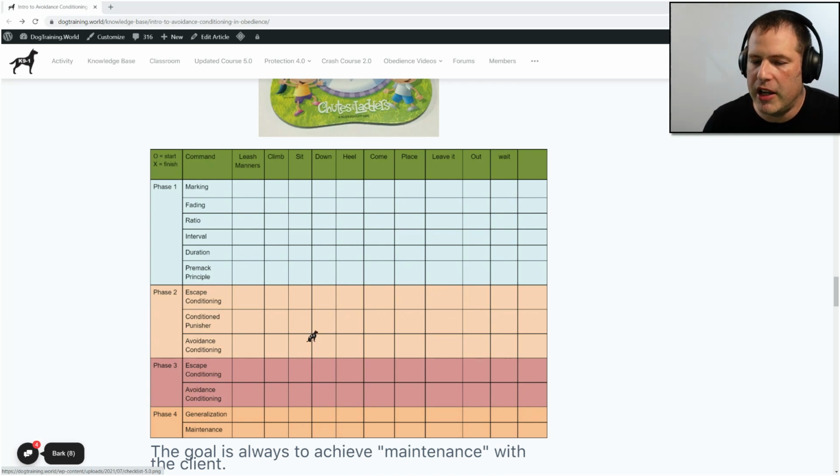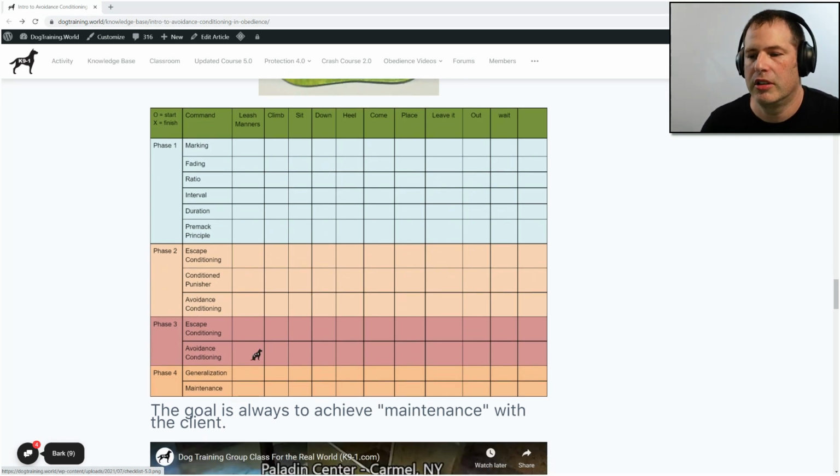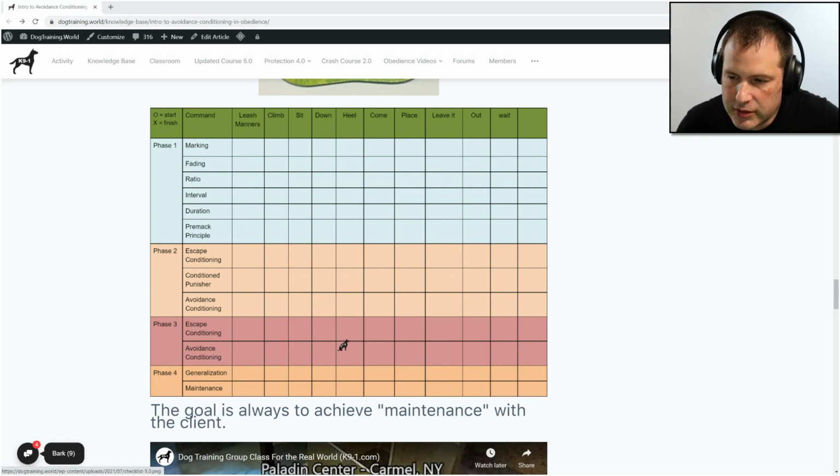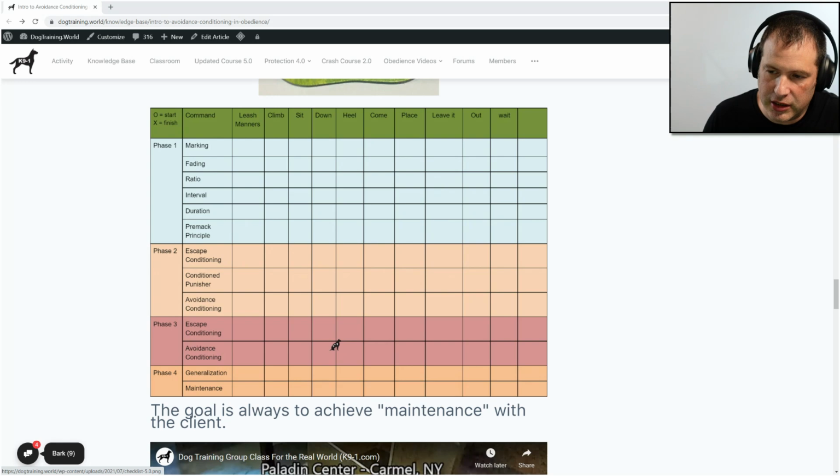But you incorporate phase 2 and the Premack principle within phase 2 as much as possible at this stage, because the lessons the dog learns here transfer to phase 3 and make things really, really easy at this point.